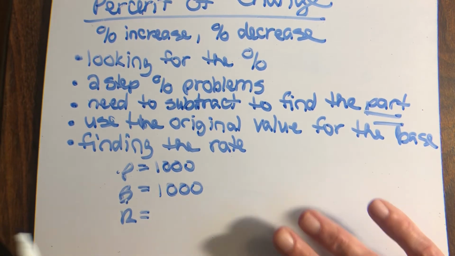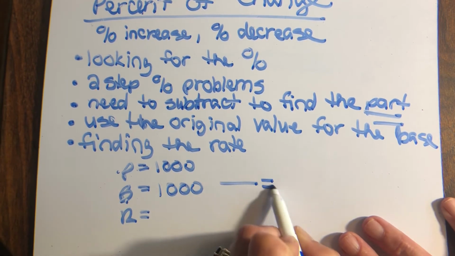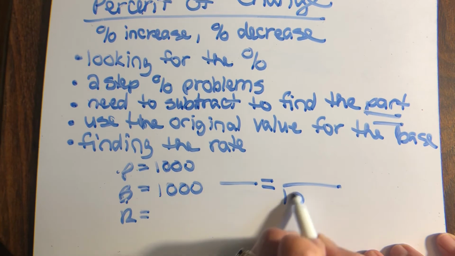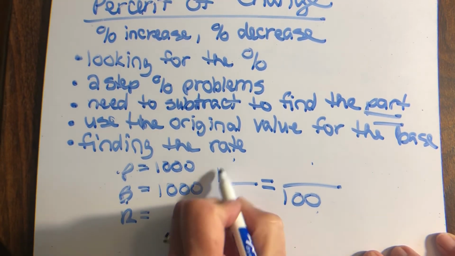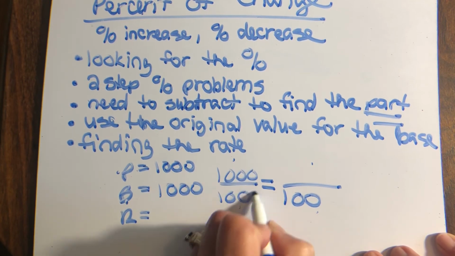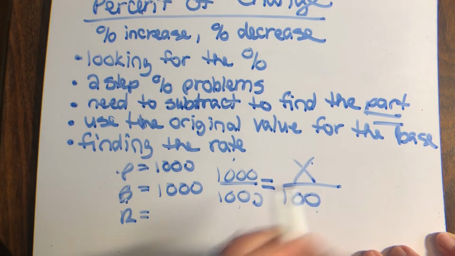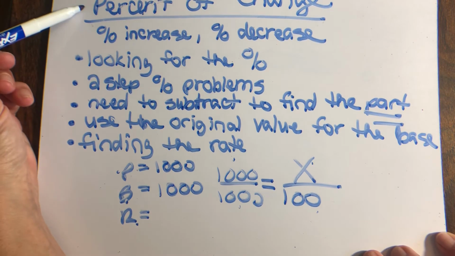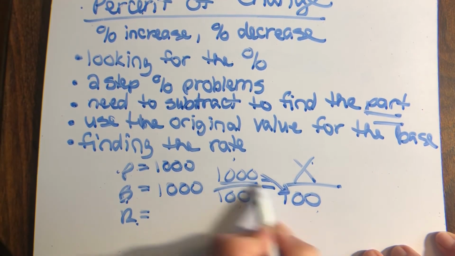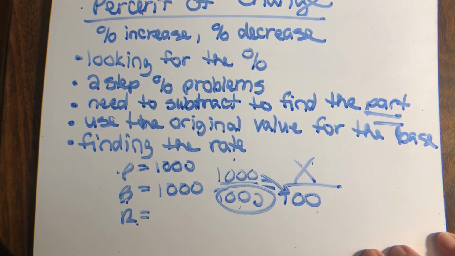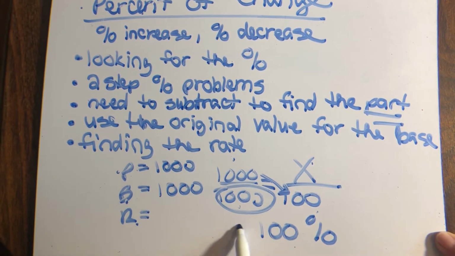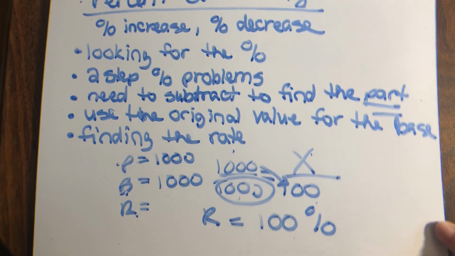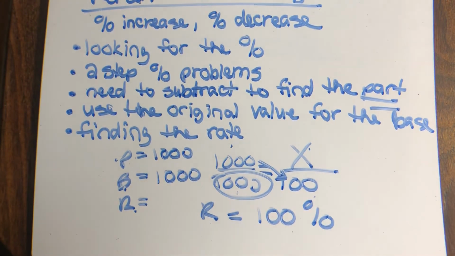So you can probably already tell what this is going to be. But anyway, just doing your same old steps that you know how to do. Remember, part over base equals rate over 100. So you have 1,000 over 1,000. You're always looking for the rate in these percent of change problems. Draw your arrow and multiply. And what is your percent going to be? 100%. She increased her earnings by 100% because she doubled her profits.